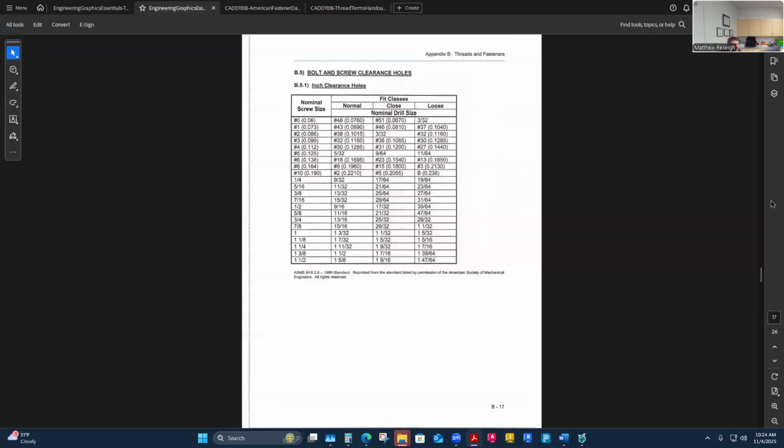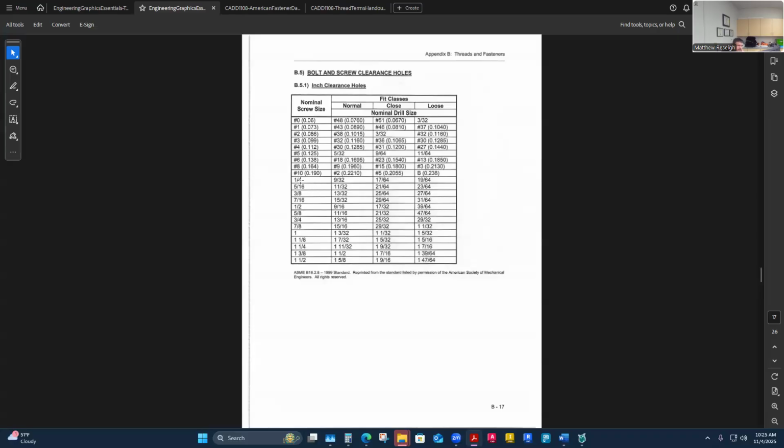So it just wants to know, if in that upper plate, how big would I need to make the hole so that the bolt could pass through it in a normal fit, and it's a 1/4 inch bolt? Well, then I need to make my hole 9/32 in diameter. It has the numbered style for fasteners smaller than 1/4 inch, and from 1/4 inch and bigger it's fractional. So numbered size screws and bolts, and then fractional sized.